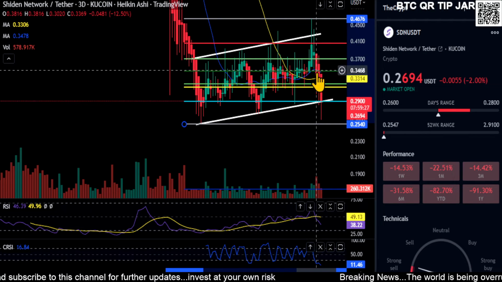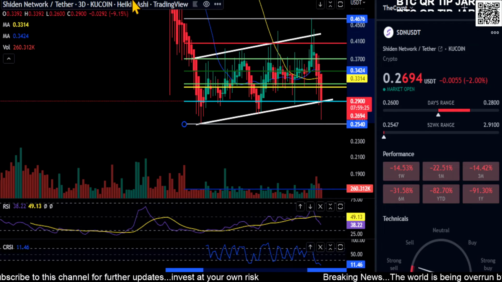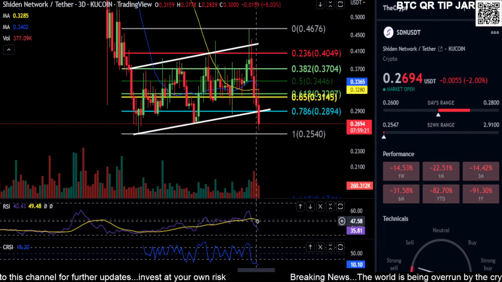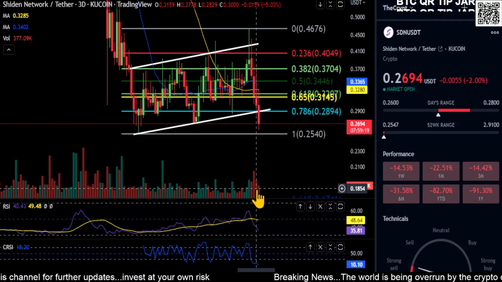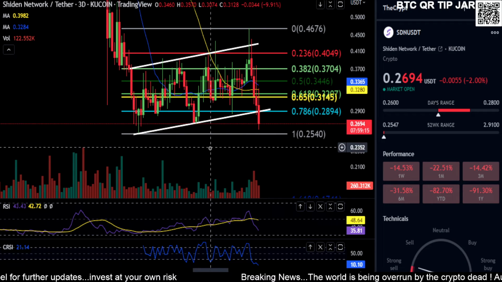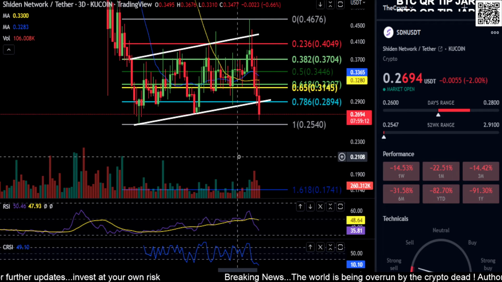You can see the Heikin-Ashi candles are trending down. Huge red candles on there. RSI is extremely bearish down here. Lots of selling pressure coming in. Lots of selling volume coming in. So, yeah, it looks like the lower price targets are going to get hit on SDN.